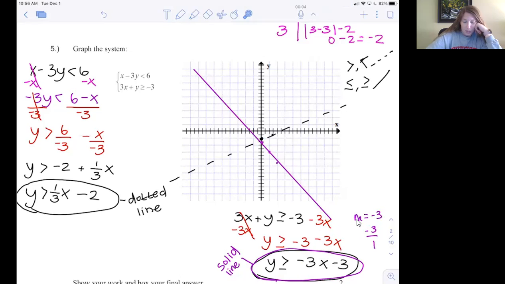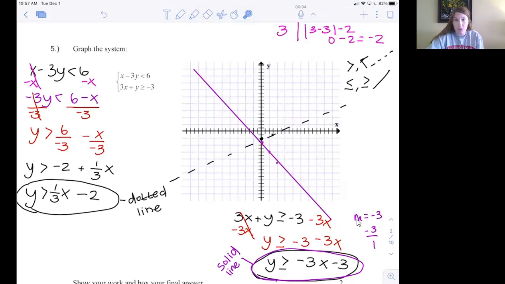So with our slope, with our run, we're always going to go to the right. But if it's negative, we go down instead of up. You never want to go left though. Okay, so now I have my two lines graphed.